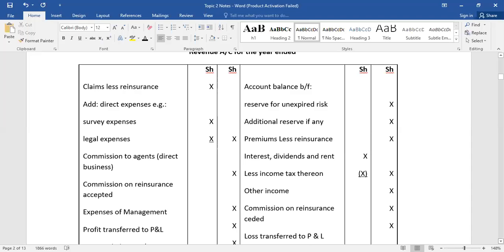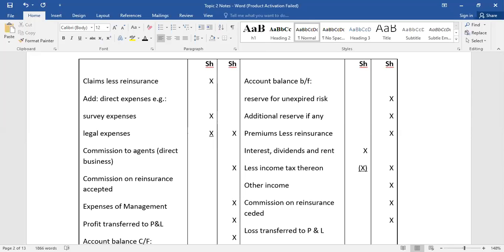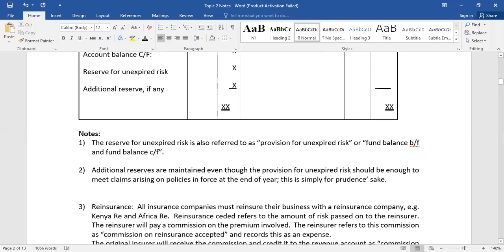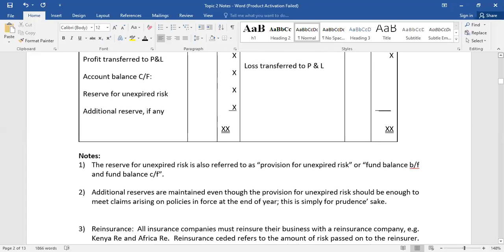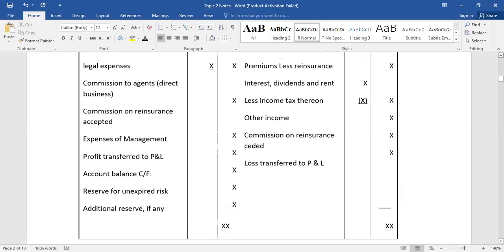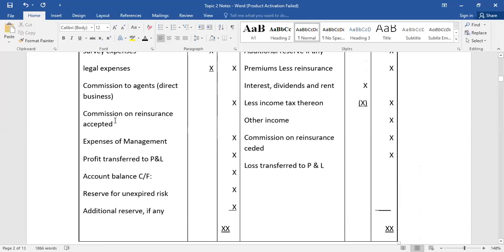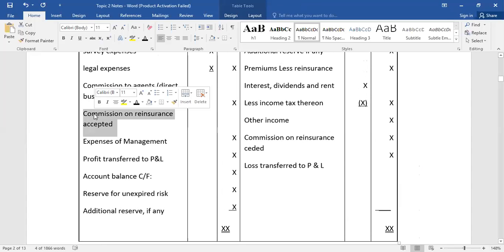So when you go on the other side, we are supposed now to debit, because it is an expense. We are supposed to debit the commission on reinsurance business accepted. This entry here is an expense, so it's a debit.